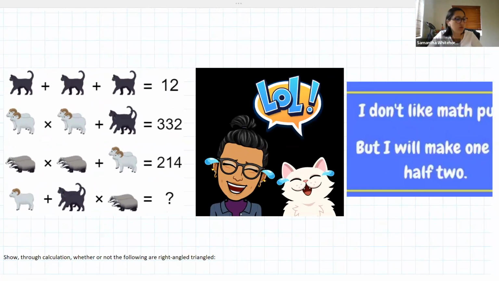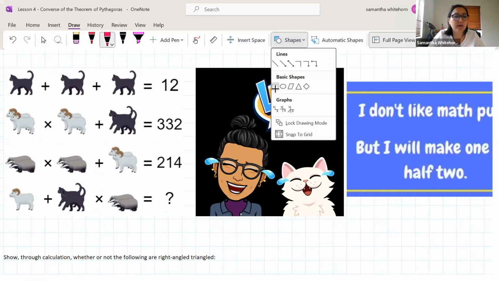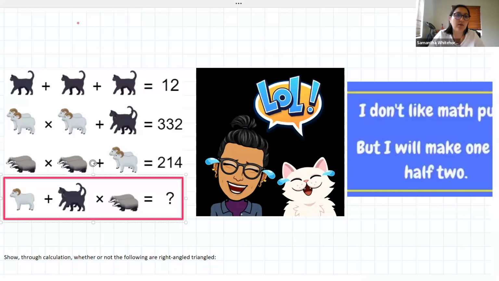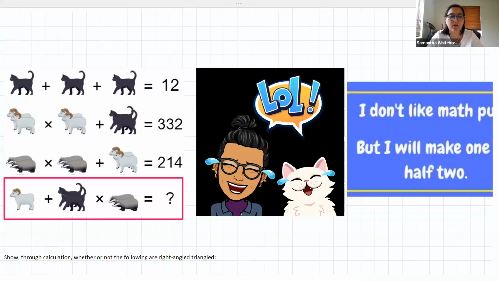What we want to do is work out the value of this final equation down here. When I see the first person give me the right answer, I will let you know, and that person can raise their hand to let us know what the answer is.